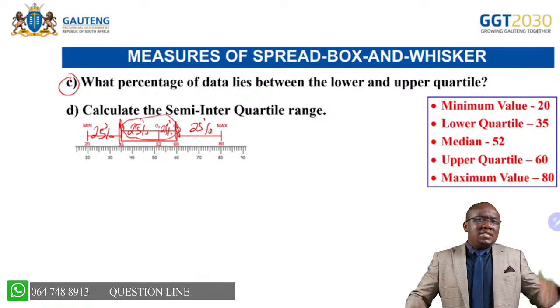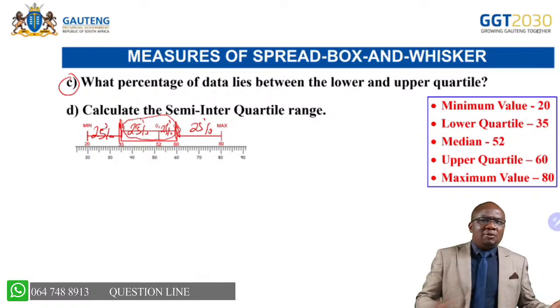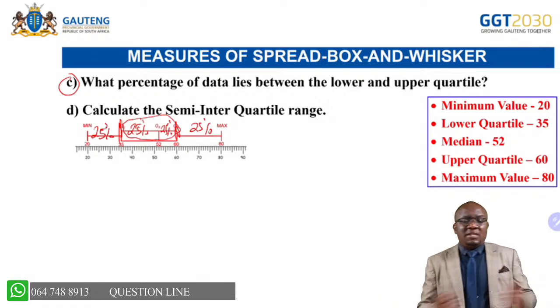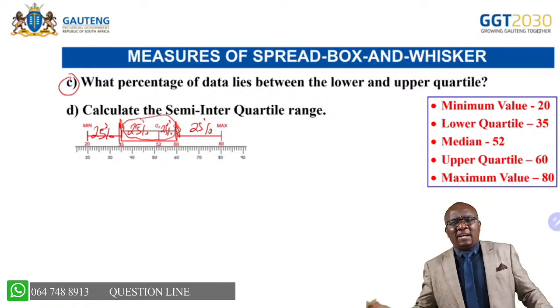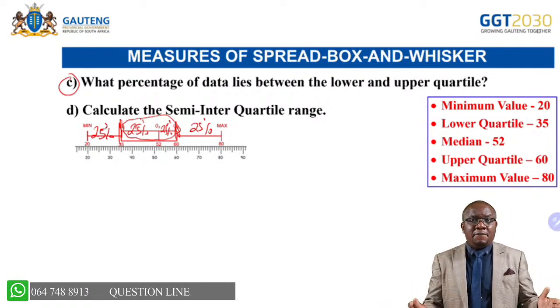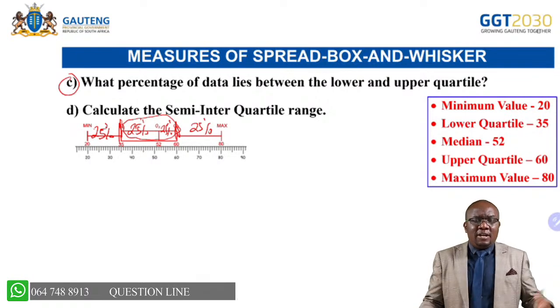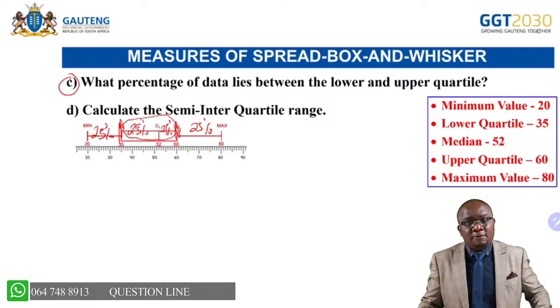Let's say we want to get rid of the outliers. I'm looking at the marks, and I want to get rid of the marks that are very low and the marks that are very high. I want to concentrate on the middle 50%. I can analyze the data between quartile 1 and quartile 3, which is 50% of the data.